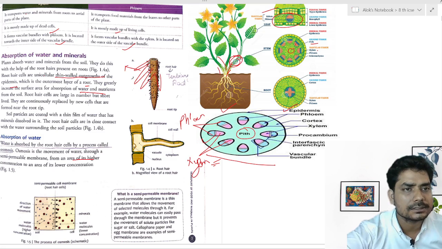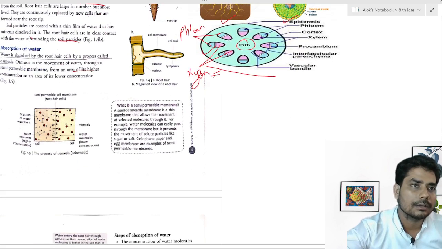Soil particles are coated with a thin film of water that has minerals dissolved. The root hair cells are in close contact with the surrounding soil particles. Next topic is absorption of water.